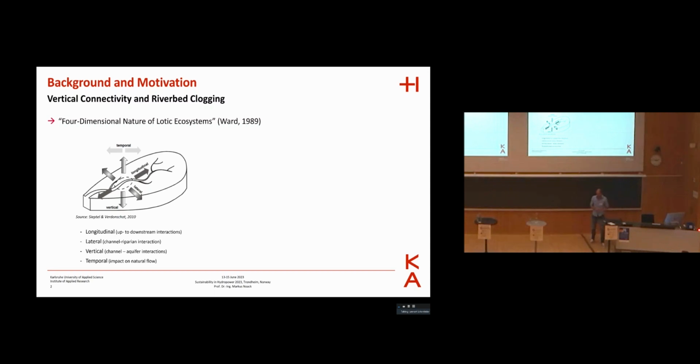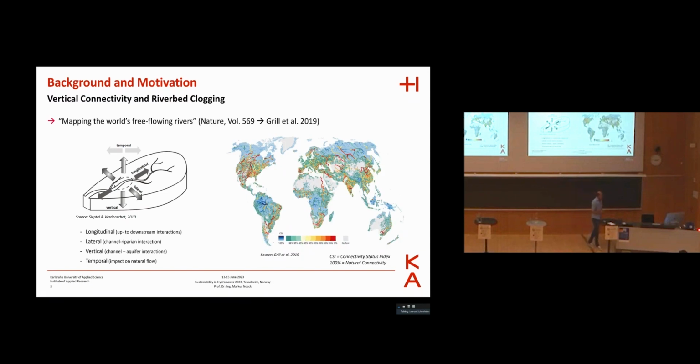Usually this goes back to the four-dimensional nature of lotic ecosystems published by Ward, including the longitudinal, lateral, vertical, and temporal connectivity. And also this is quite an old concept. It is still in use. In 2019, Grill et al. published in Nature a world map showing the so-called connectivity status index. We also saw this map this morning already. And the connectivity status index includes all 4 dimensions.